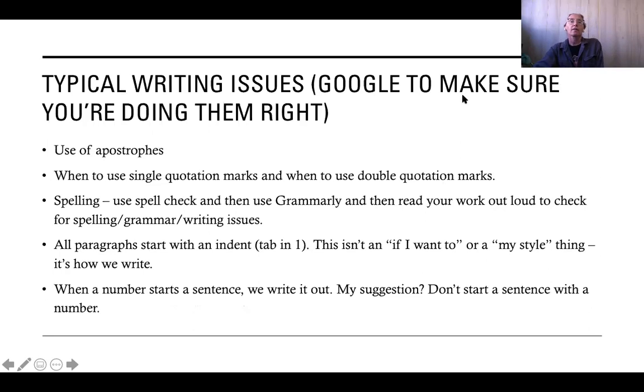So we've got some typical issues that I see when we're looking at college student papers. And so you want to make sure that you're doing these things correctly. And if you need to Google them to make sure, then make sure you do that. Many students have trouble with the use of apostrophes. Apostrophes are used for ownership. They are not used to make things plural. Make sure that you're doing that correctly.